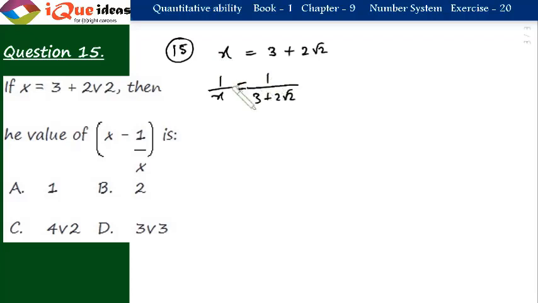Now whenever we have to rationalize, we have to multiply by the conjugate. Here the number is 3 plus 2 root 2, so its conjugate would be 3 minus 2 root 2. Right?